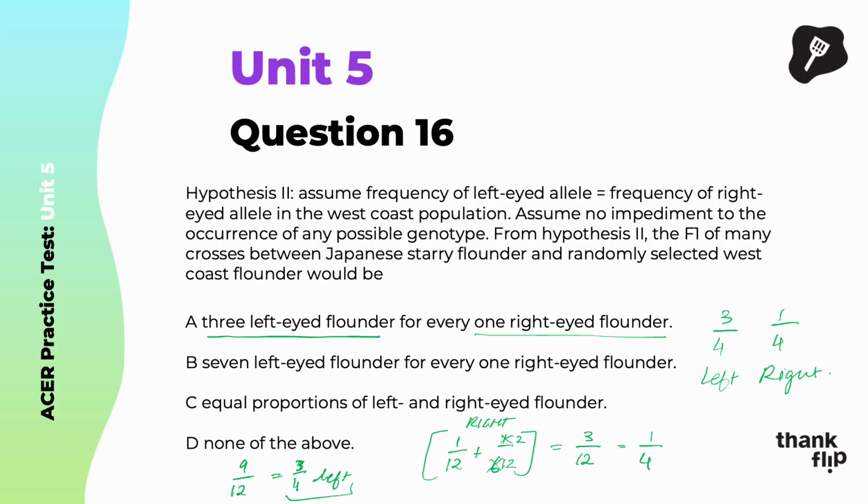And this is actually true because if you look at it this way, if you have 4 flounders total, you're going to have 3 out of 4 of them being left-eyed, and then 1 out of 4 of them being right-eyed. So this is actually correct, and this is our right answer. And then, yeah, I would be quite confident with circling that and moving on to the next question.